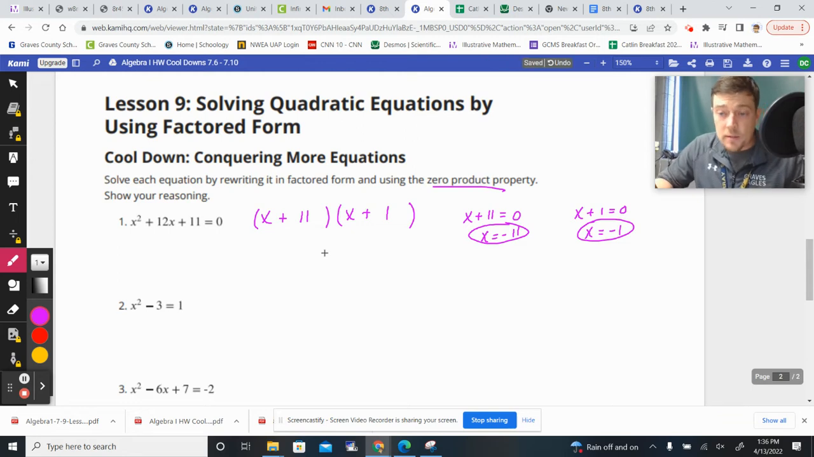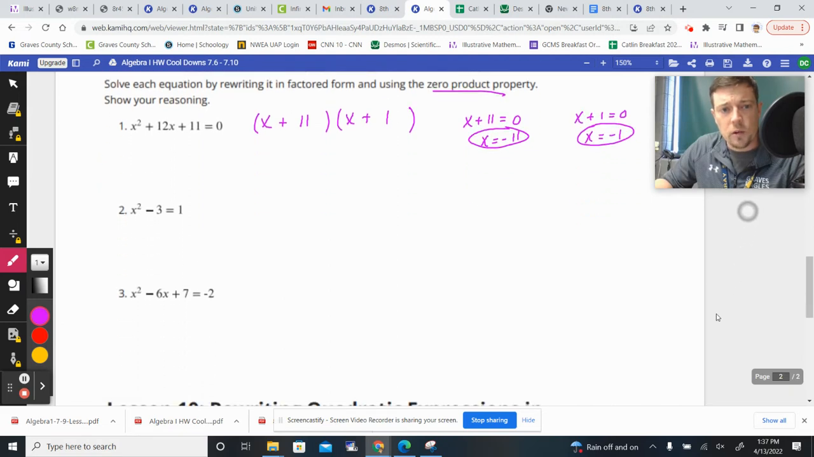I know I went through that fast, but I feel like we did a lot of examples of those in class. If you have any extra questions, you can ask me later, or you can watch some extra videos online. There's all kinds of ways to factor standard quadratic equations online.